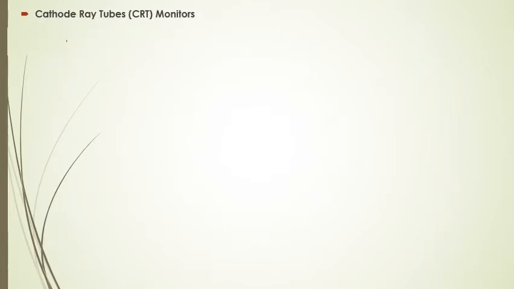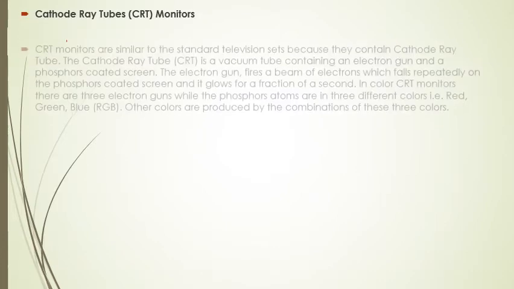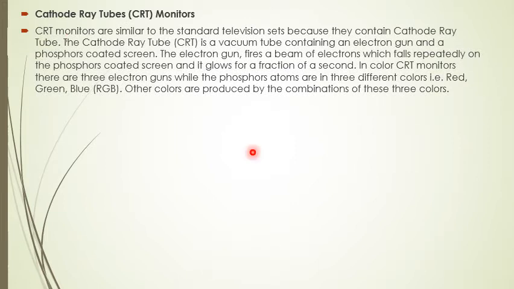CRT monitors, or cathode ray tube monitors, are similar to the standard television set, the old television set which you have in your home. Inside it, we have a cathode ray tube. This cathode ray tube contains a vacuum, which means there is no air inside it.